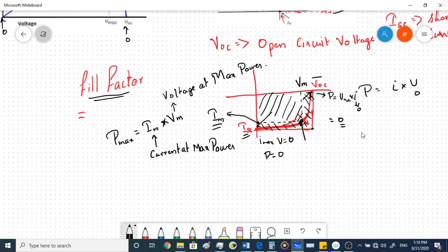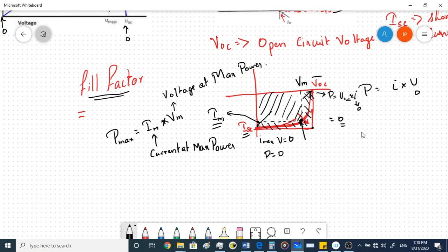I hope it is obvious from the term fill: how much is the practical scenario filling the outer square. That is what is meant by fill factor, right? Or the ideal power divided by the practical power.